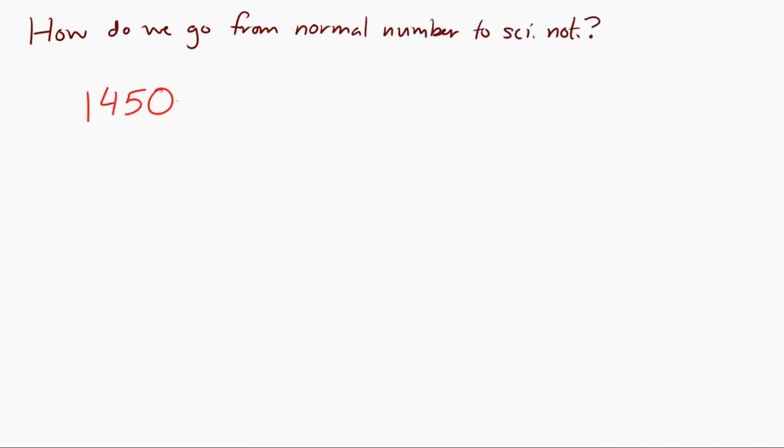So how do we do that? How do we go from a normal number to scientific notation? Well, let's say we had 1450 meters, and I want to convert that to scientific notation. Well, that would be 1.45 times 10 to the 3 meters. Now, how did I get that? There's a couple different ways to approach it.